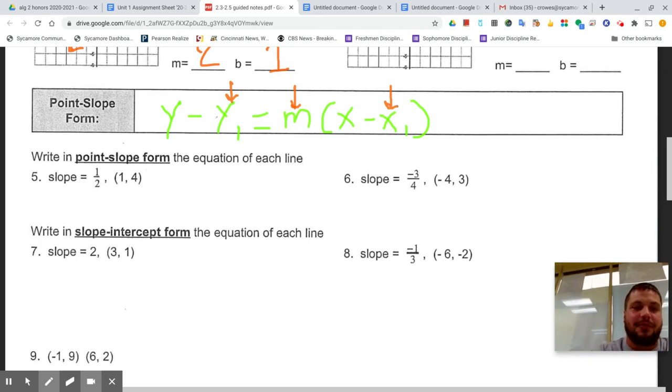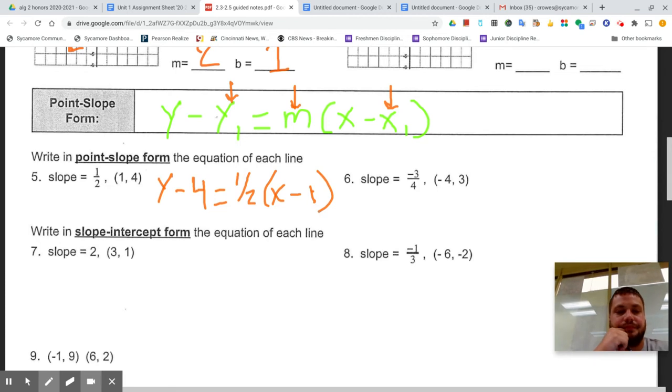So when I write something in point slope form with this number 5 with a slope of 1/2 and a point (1, 4), okay, I write y minus. And then I look for what y value is given because this minus sign is in the equation. So y minus, the y value is 4, equals the slope, 1/2, times the quantity x minus, and the x value they give me is 1. Okay? And that would be point slope form. Okay?